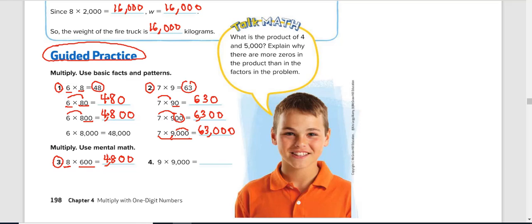Okay, so I want you to try number 4 now. Do 9 times 9,000. So I'm gonna do it and say, oh, 9 times 9,000. So what is 9 times 9? That is 81. Then the 9,000 has 3 zeros. So my answer is 81,000.